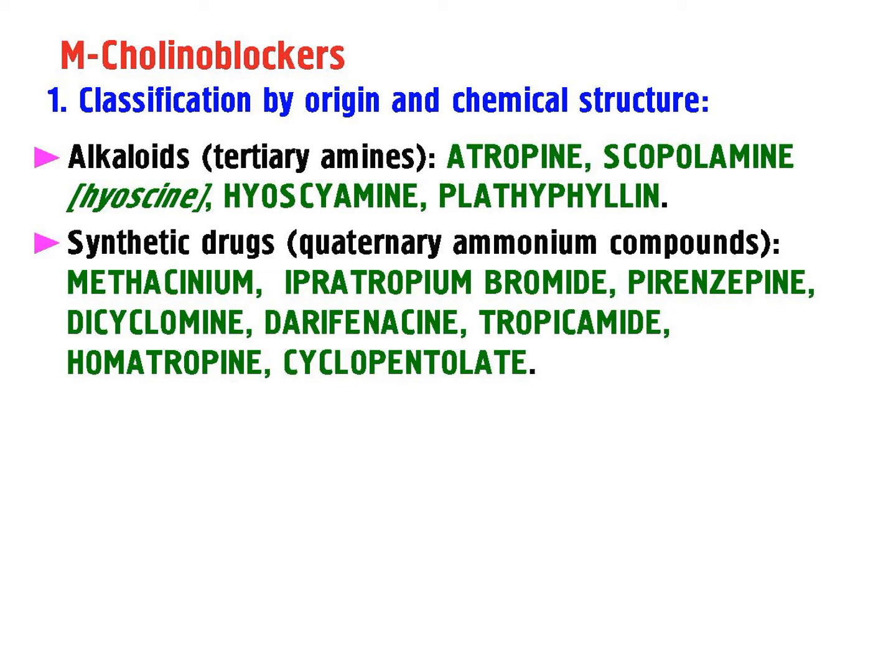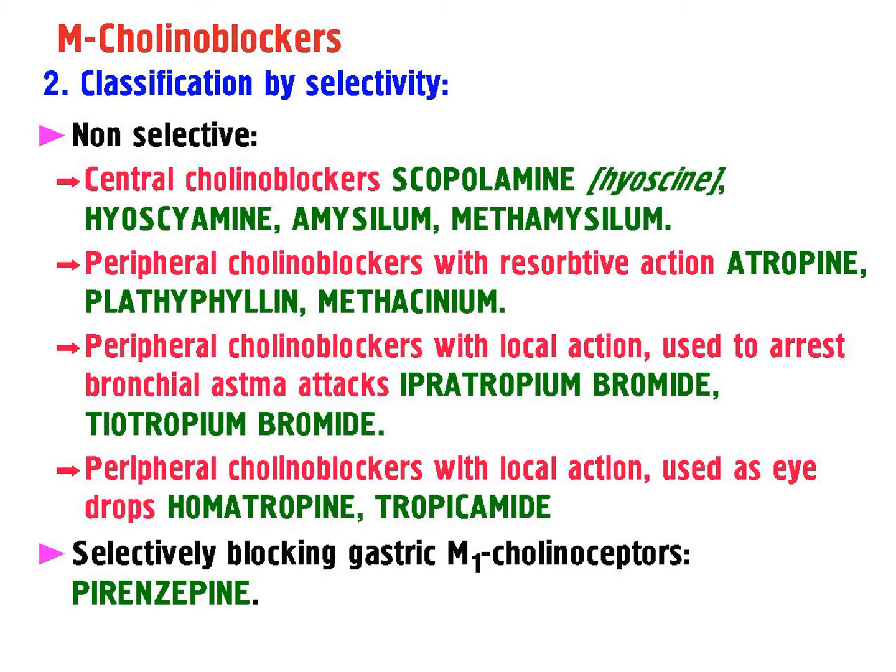The difference between them is that tertiary amines are more lipophilic and they can pass through the blood-brain barrier and produce central effect, as opposed to quaternary ammonium compounds, which produce only peripheral pharmacological effects. By selectivity, M blockers are divided into non-selective, which are represented with central M blockers, which produce mainly their pharmacological effects in the brain, peripheral M cholinoblockers with resorptive action, such as atropine and platyphyllene, which produce the effects outside of the CNS.